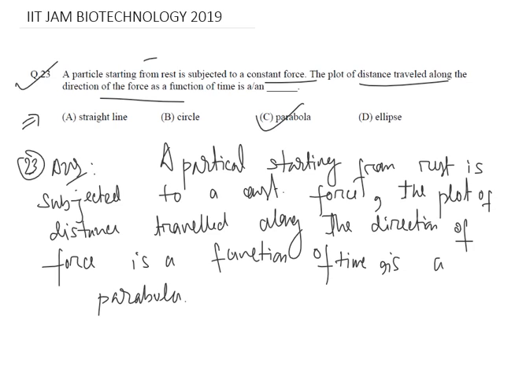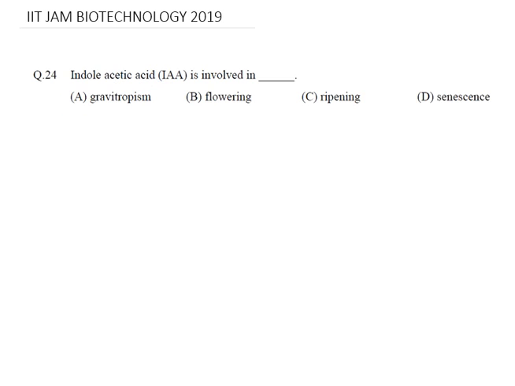Now let's get into the next problem. So this is the next question, question number 24. This is also an MCQ type question. So let's see what is in this problem. Indole acetic acid is involved in gravitropism, flowering, ripening, senescence.